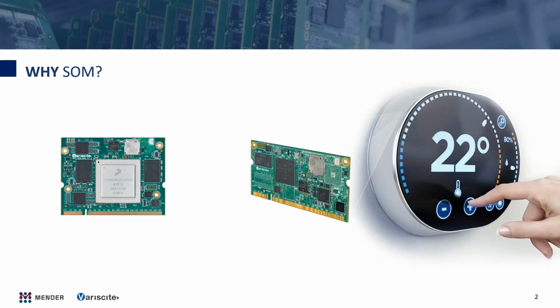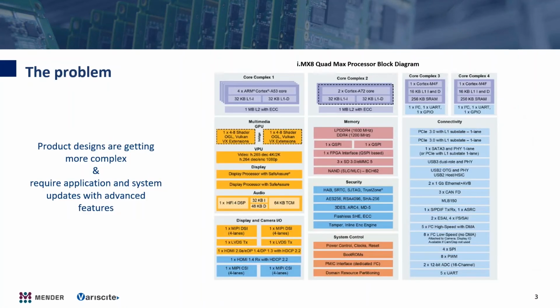So, I'd like to open the webinar and explain why System on Module, why use a SOM. Simply because our new products have become really complex. As you can see on this slide, the MX8 processor block diagram. And imagine its ecosystem complexity connected to the microprocessor. Now consider that all modern products require a system and application update from time to time, which will be better and easier over the air.